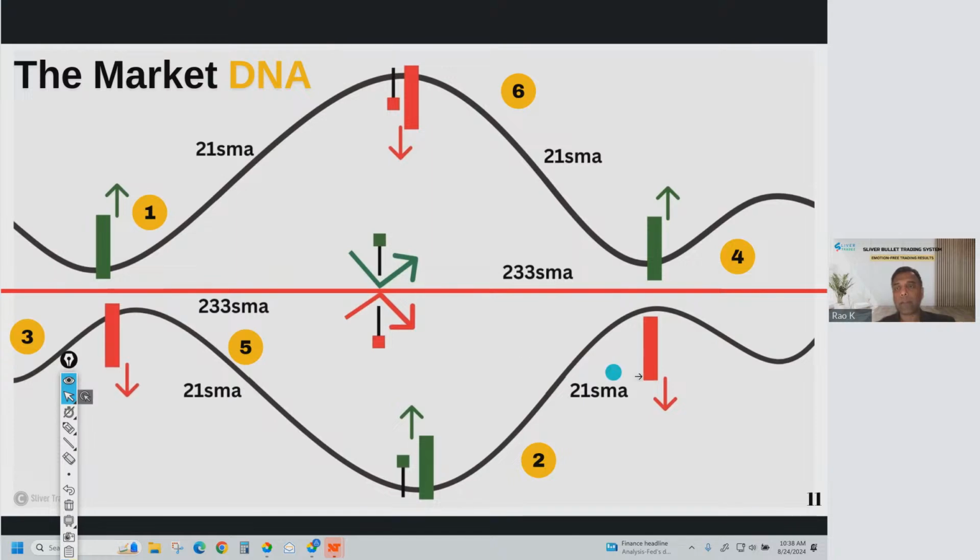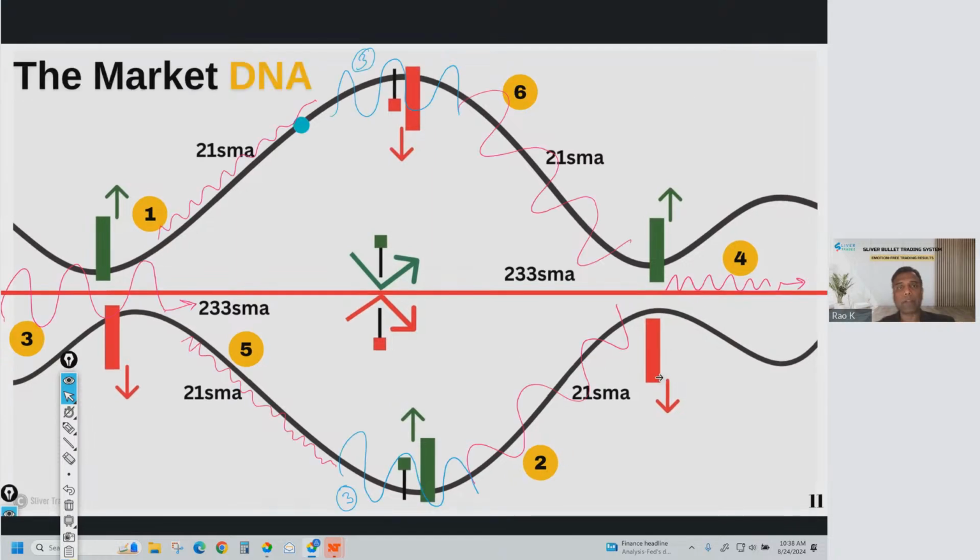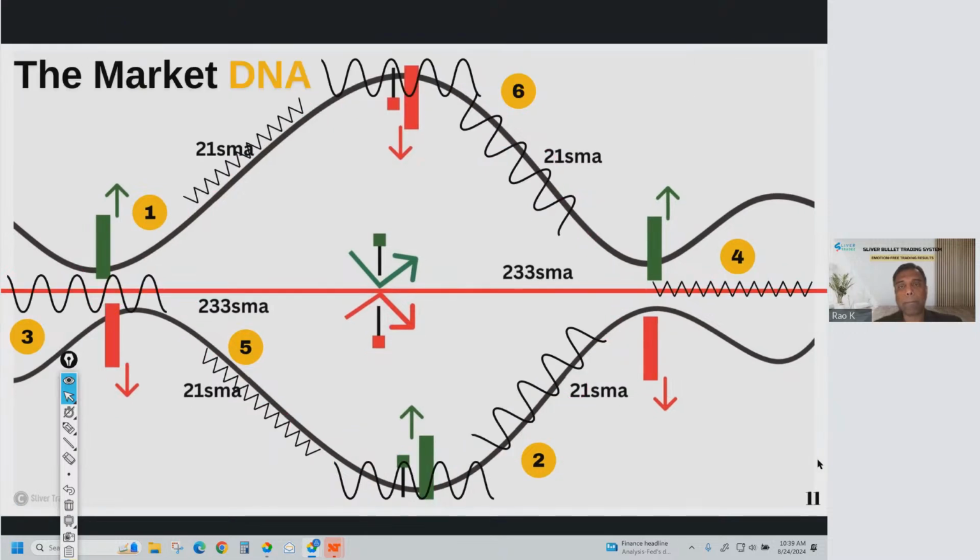Now the same thing is shown here with a neater picture and neater scribbles. So feel free to take a screenshot of it and keep it as a reference for the future. Of course, if you join our program, you'll have access to all this. We'll give you better copies with many other artifacts. So this is the market DNA.